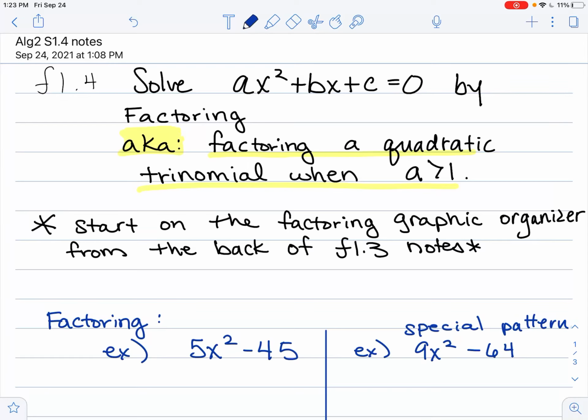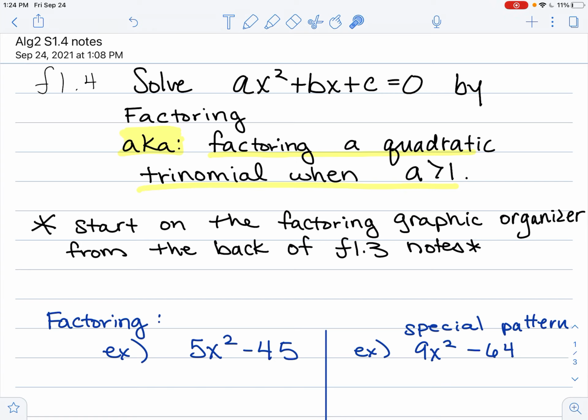Hey everybody, we are talking about some more factoring today. The difference is today we're going to be doing quadratic, right? That means anything with a highest exponent of 2. Trinomial, which is 1, 2, 3 terms. But this time it's when a is not equal to 1, but when a is greater than 1.